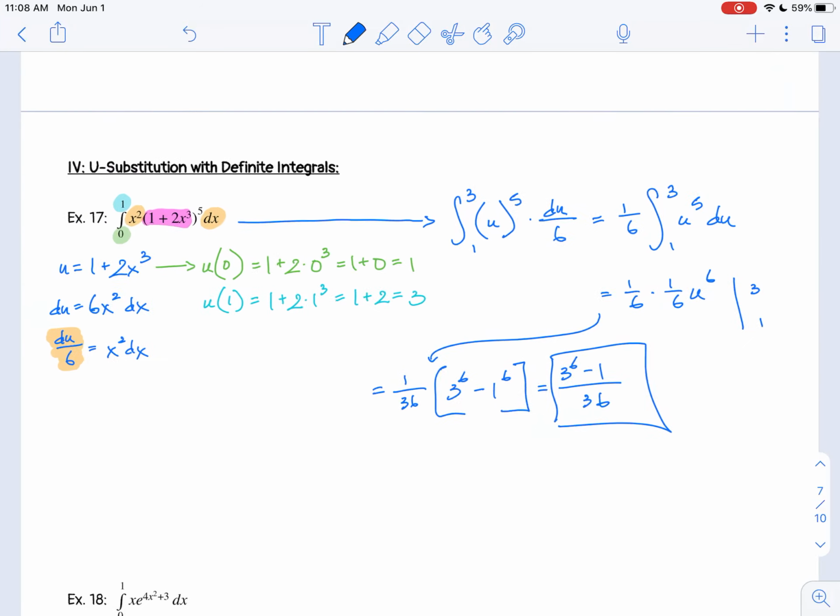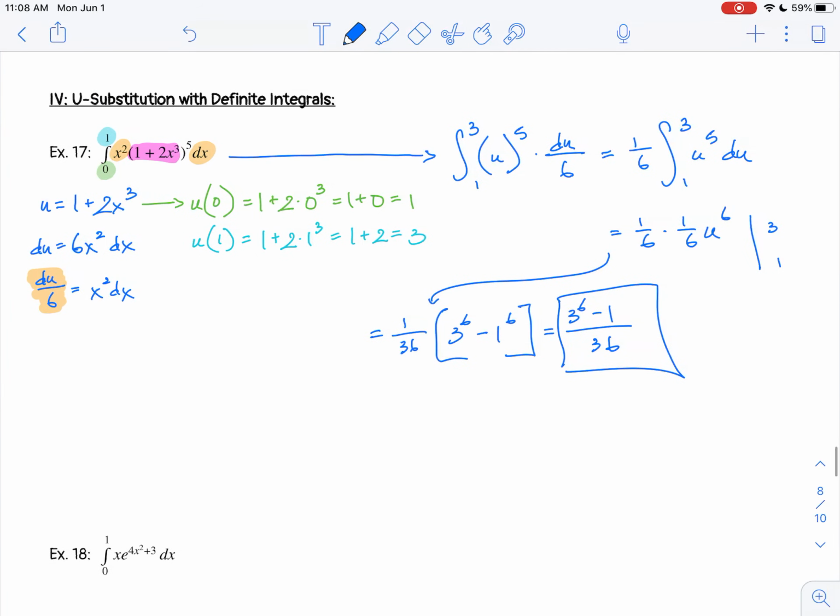All right? So that's one of the things that you'll notice about Calc 2 is sometimes we'll need to simplify our answers, and sometimes this is about it. Like, we don't really need to simplify beyond this, but what we need to make sure we do is that we make sure we plug in the right numbers at the right place. All right? Okay. So that's example 17.